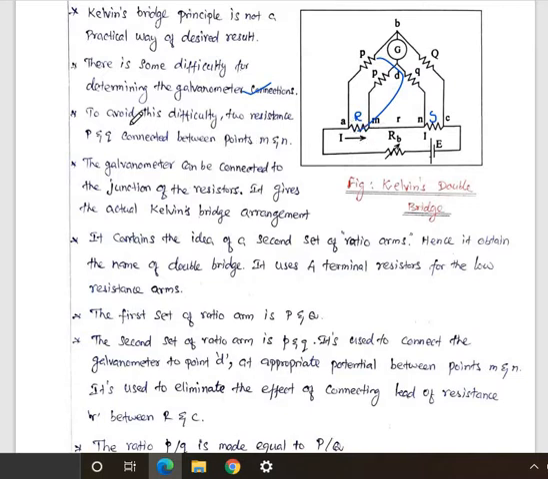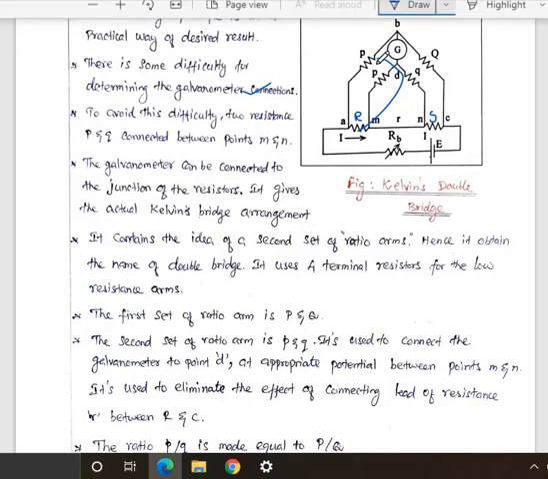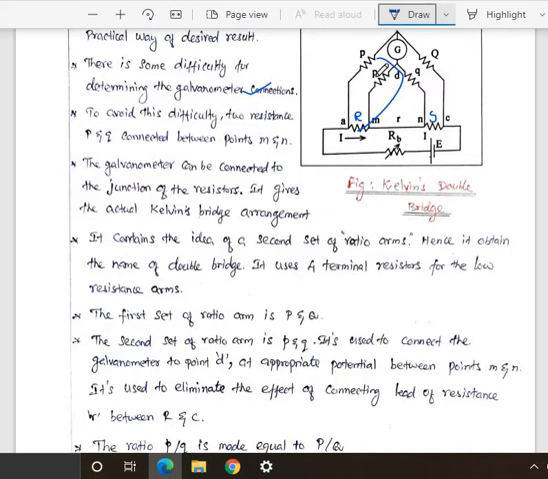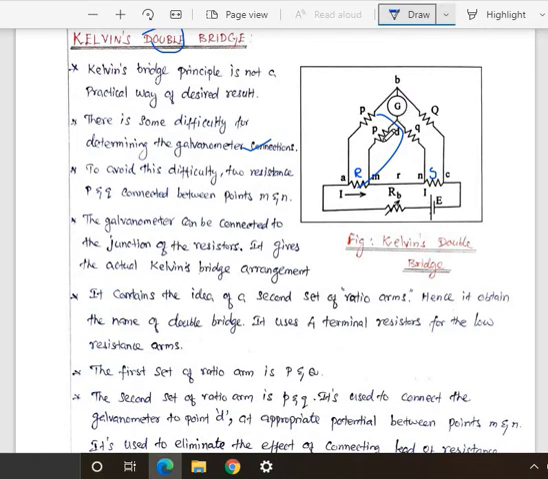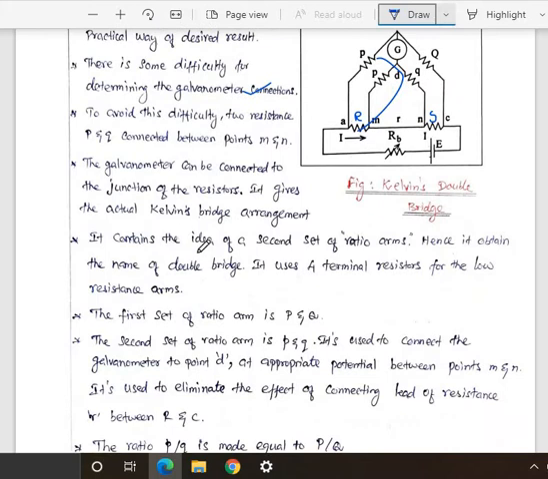To avoid the difficulty, two resistances p and q are connected between the points M and N. Here at M and N, we connect the small p and small q resistances, and the galvanometer can be connected to the junctions of the resistors. It gives the actual Kelvin bridge arrangement. Actually it's the same circuit as the Kelvin bridge, but here we additionally add the two resistances at the points M and N. The galvanometer should be placed at points B and D, and the remaining arrangement is the same as the Kelvin bridge. It contains the idea of a second set of ratio arms, and hence it obtained the name of double bridge.